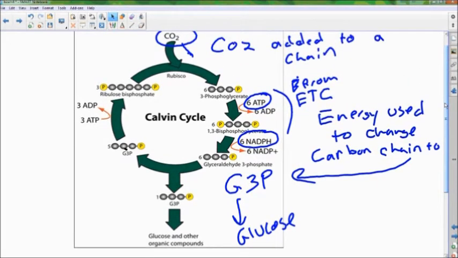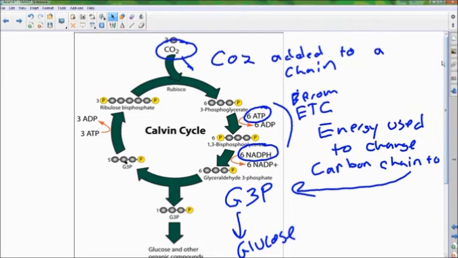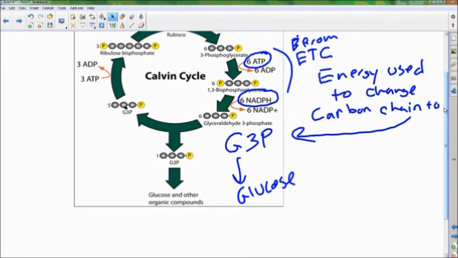Okay? But here's the important part. When that carbon dioxide comes in, and actually it's 3 carbon dioxide molecules, added to that chain, we only get 1 G3P molecule, but it takes 2 G3P molecules to make a glucose. So here we've only made basically half of a glucose. From that point, there are molecules that are left over, because here we had 6 molecules of each of these things. We've only made 1 G3P.